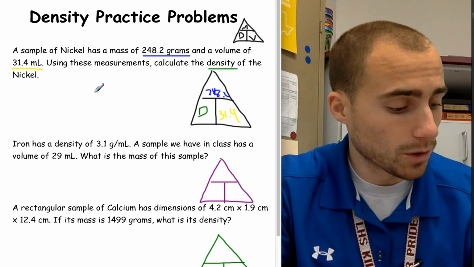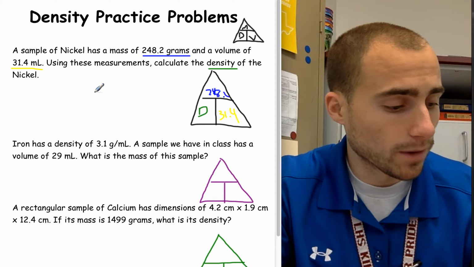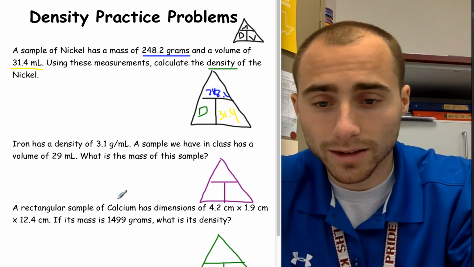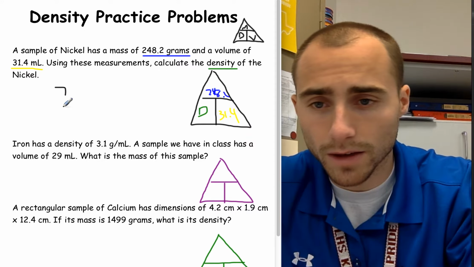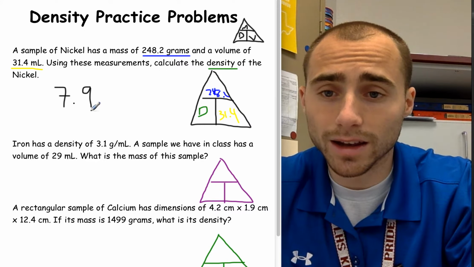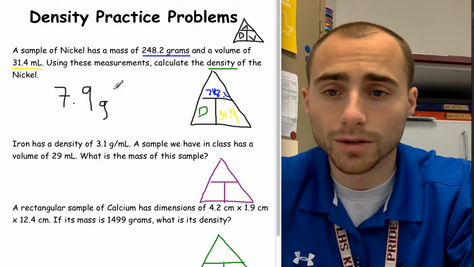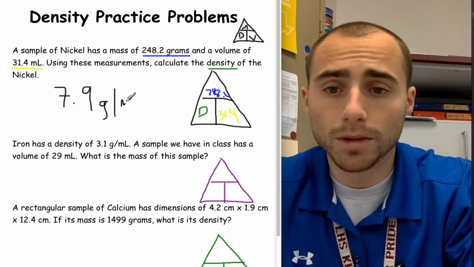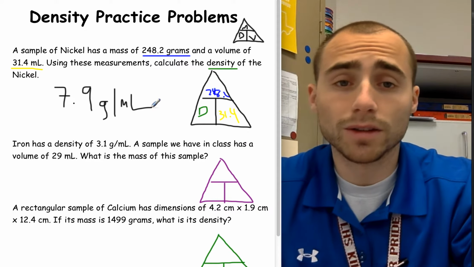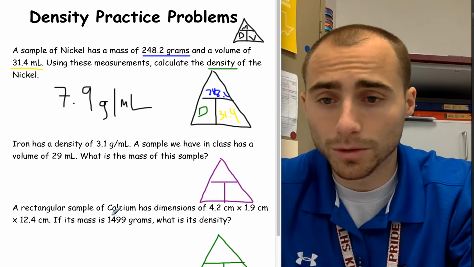So you would do 248.2 divided by 31.4, and the answer you should have ended up with is 7.9. And it's density, so it's measured in grams, and then our volume was in milliliters, so it's going to be grams per milliliter. So that's your answer to number one, 7.9 grams per milliliter. So check your work on that. Let's go to number two.